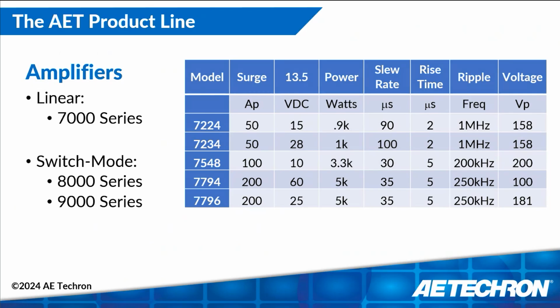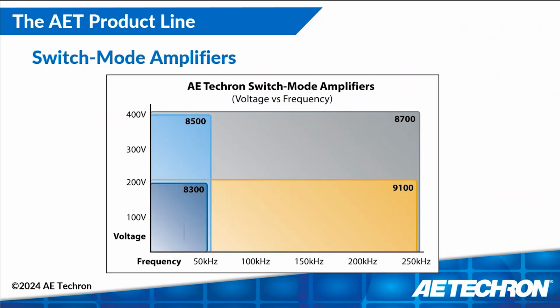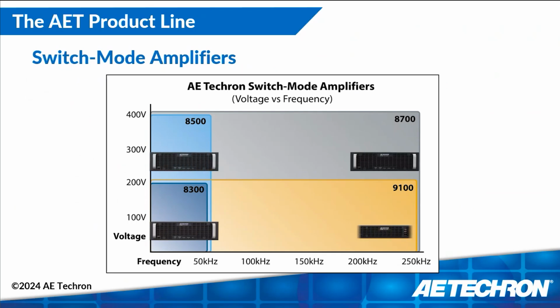But then our switch mode amplifiers are laid out a little bit differently because we're able to see here the differences when it comes to either voltage or frequency. We have two series that, if it goes from DC to 50 kilohertz and that's your customer's requirements, well then either our 8300 or 8500 switch mode amplifiers would make sense, either of those product lines. But if it happens to be above 200 volts required, well then you're going to need the 8500, right? But then we have two very powerful options that go all the way out from DC to 250 kilohertz, and that would be our 8700 and 9100.